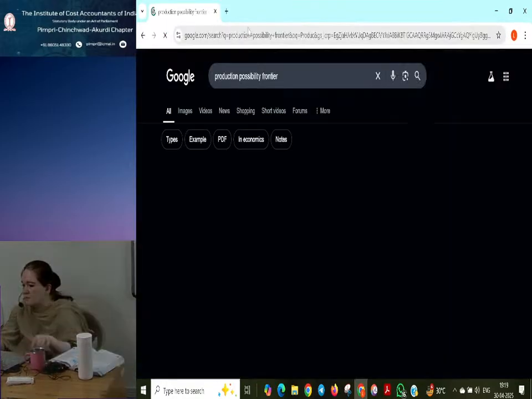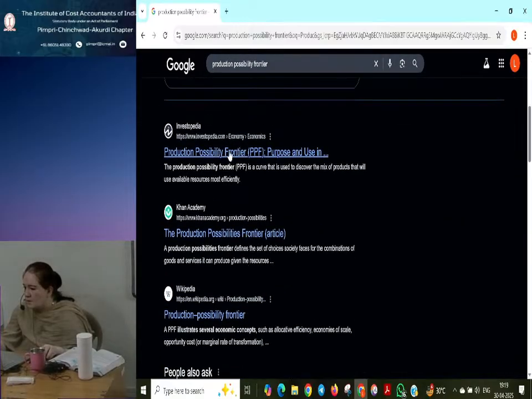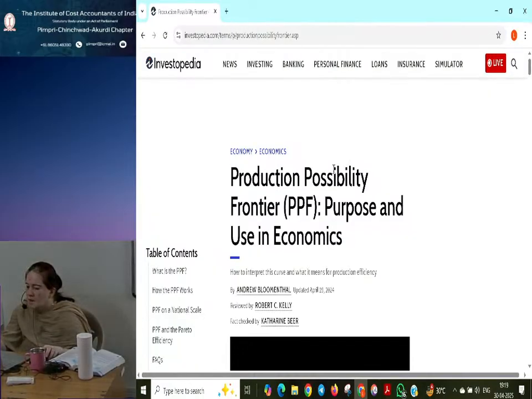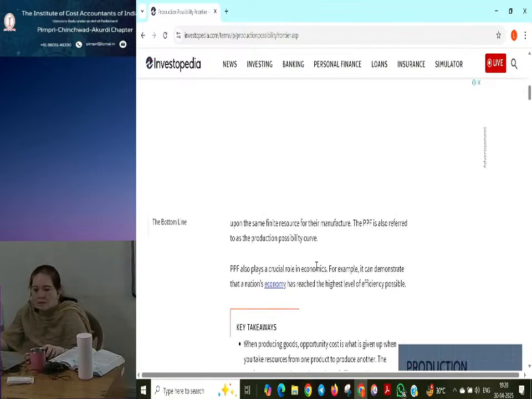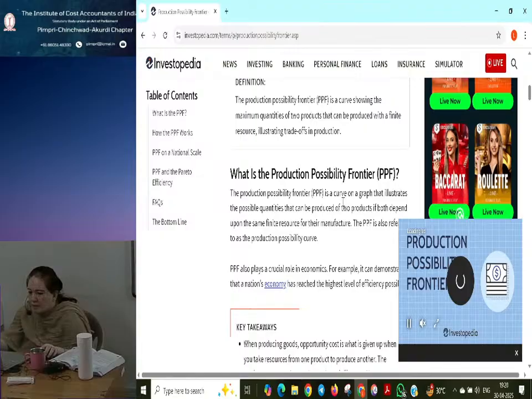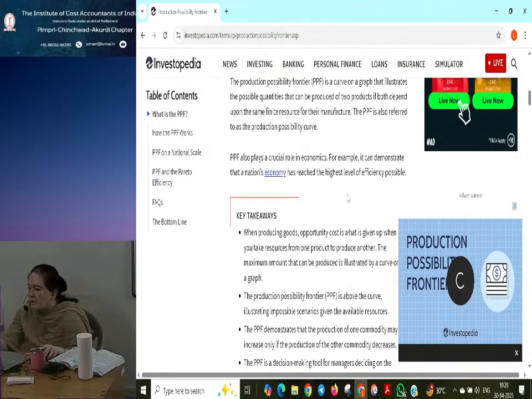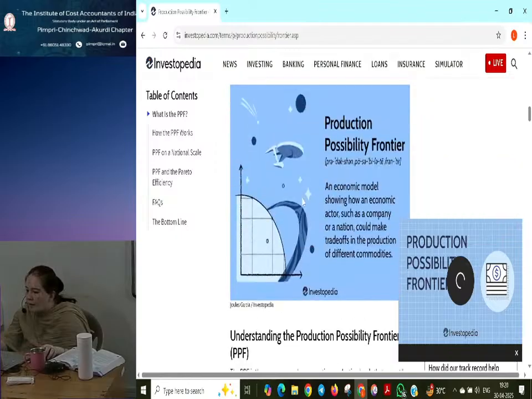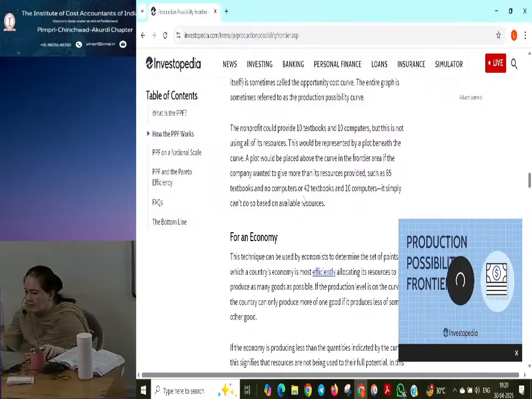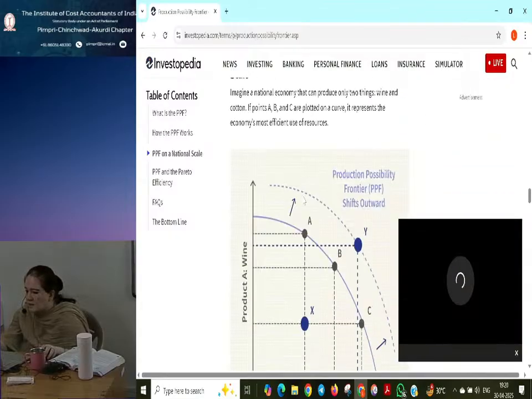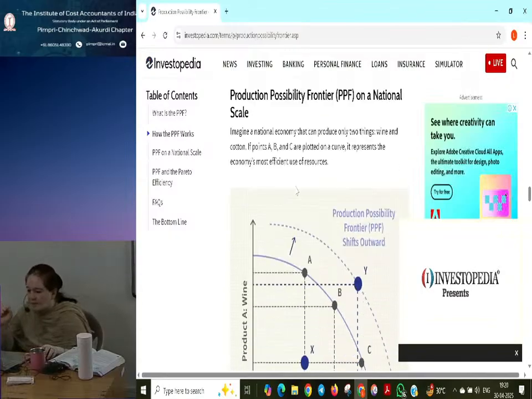I'll just show you the graph. This is used in economics, fine. It is at the national, economy level, like when you are going to measure national income, wherein there is utilization of resources. So when we look at production possibility frontier.